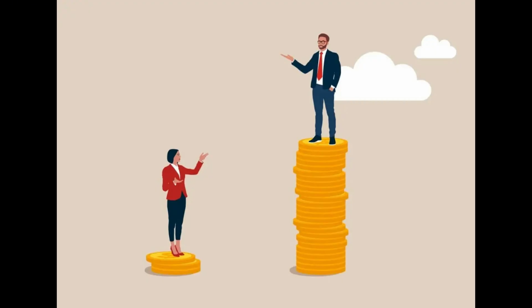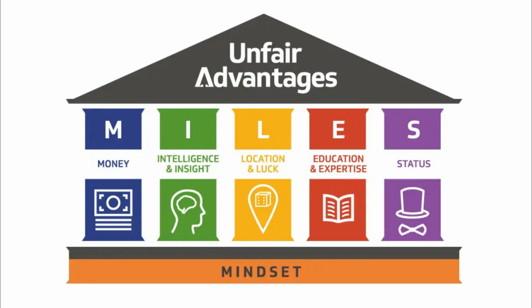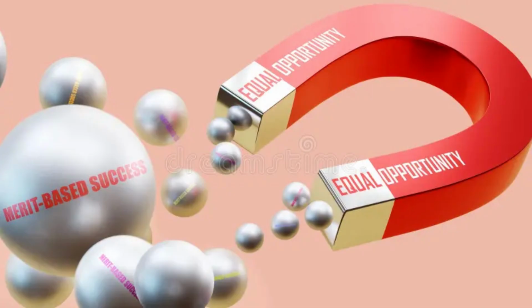In addition, classical liberalism assumes that everyone starts with equal opportunities, but this is often not true. Factors like family income, education, and social background can give some people a significant advantage from the beginning. This means that even in a system based on merit, outcomes may not always be fair.